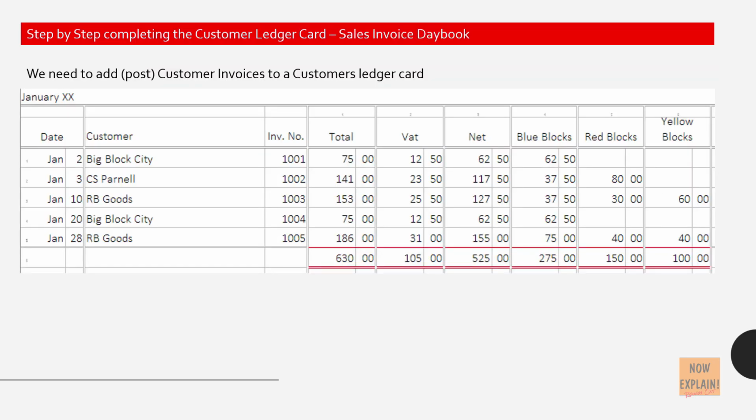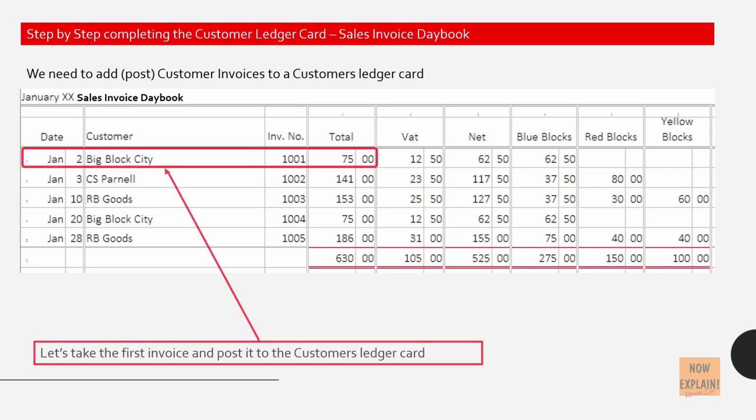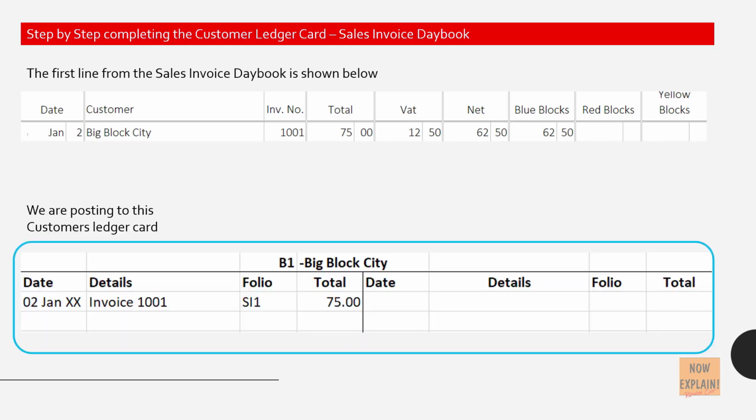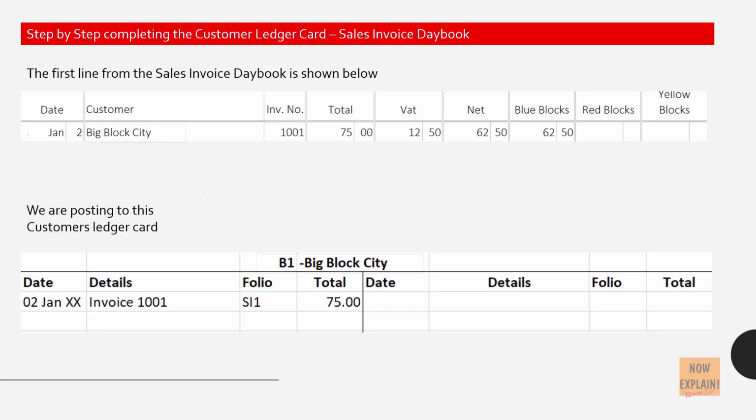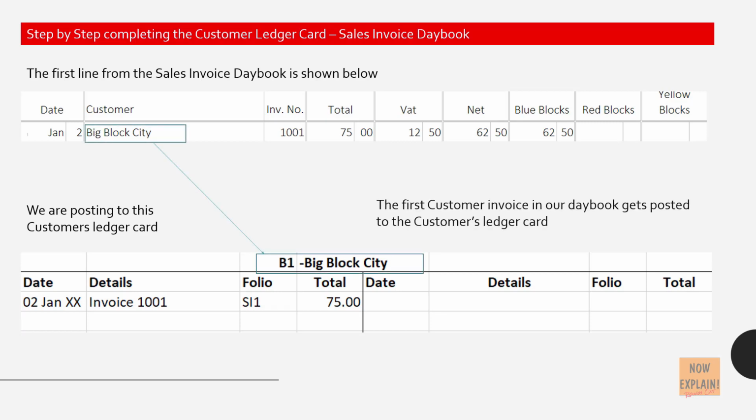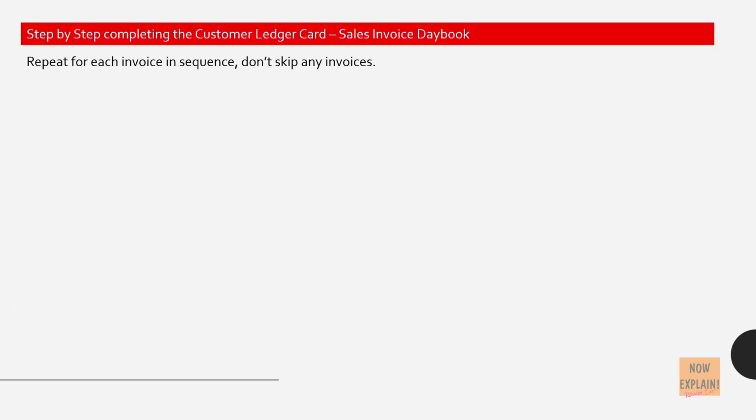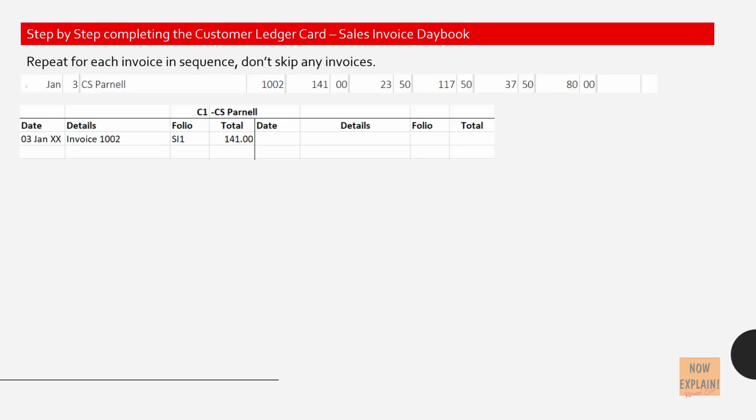Now we need to add or post customer invoices to a customer ledger card. So let's take the first invoice and post it to the customer's ledger card. The first line from the Sales Invoice Daybook is shown below. We are posting to this customer's ledger card, Big Block City. The first customer invoice in our daybook gets posted to the customer's ledger card. Repeat for each invoice in sequence. Don't skip any invoices.